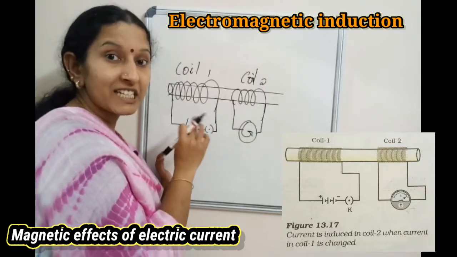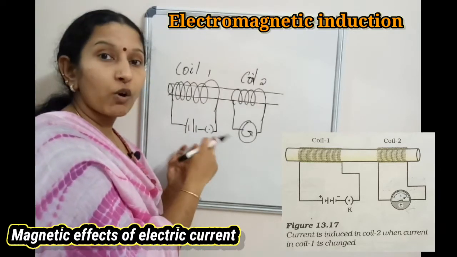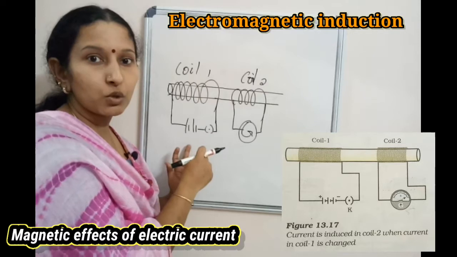That is the changing current. How can we change the current on coil 1? By plugging the key in or switching it off, or switching it on. So these are the two actions.